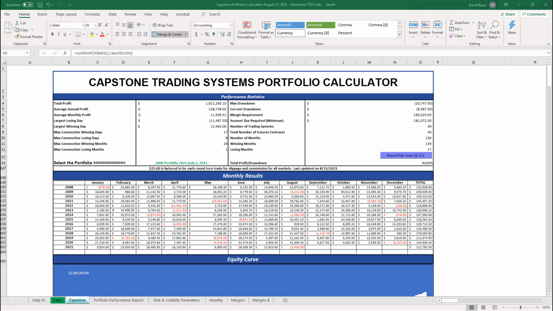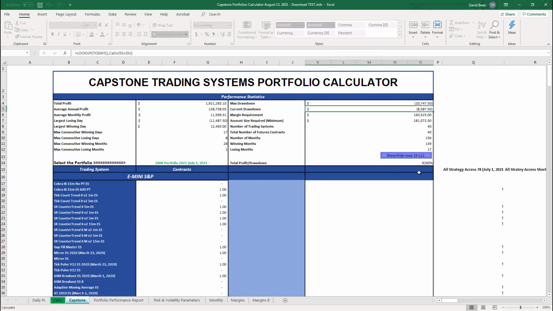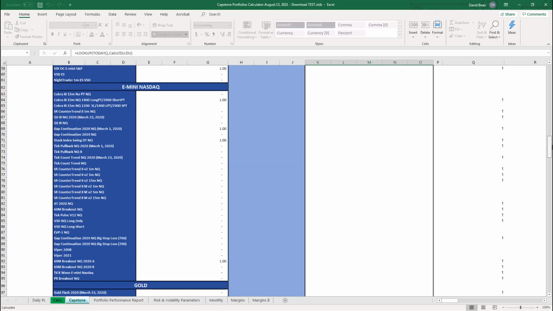So you see I've done a file save as, and I've renamed this, added the word test to it. So it's a different file now. And I am going to expand the list and show you the changes that we're going to make. We are going to only trade the two trend strategies. There's only 4 Nasdaq strategies in the 200K portfolio. This strategy as well as gap continuation are in the 50K portfolio. Stock index swing has highly underperformed for a while, and I'm not a big fan of it. I want to pull it out, and I want to pull out 60-minute breakout NQ 2020A.